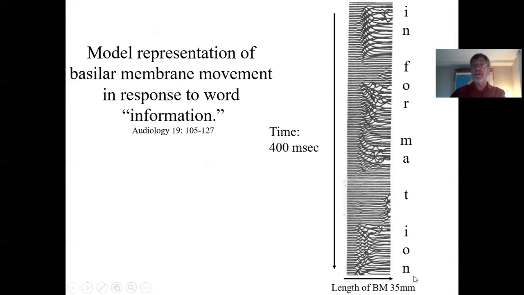Time is going down, and this is the length of the basilar membrane showing the ripples that are taking place over time. Okay, this isn't the cochlea unrolled. It is showing you at any instant in time where the waves are taking place as one says the word "information."